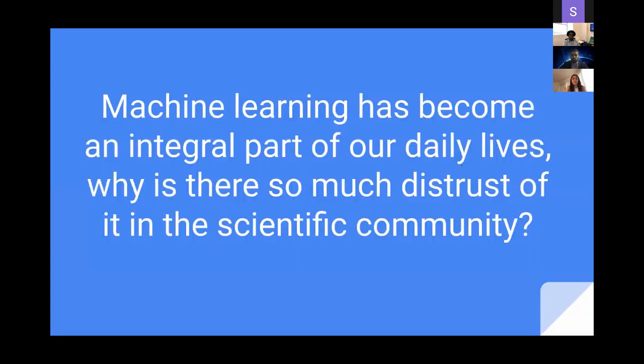As I conclude, I want to leave you with one question. Machine learning has become such an integral part of our daily lives. We use it in self-driving cars, social media, speech to text. In really every aspect of our lives, we use it. So why is there so much distrust of it in the scientific community?